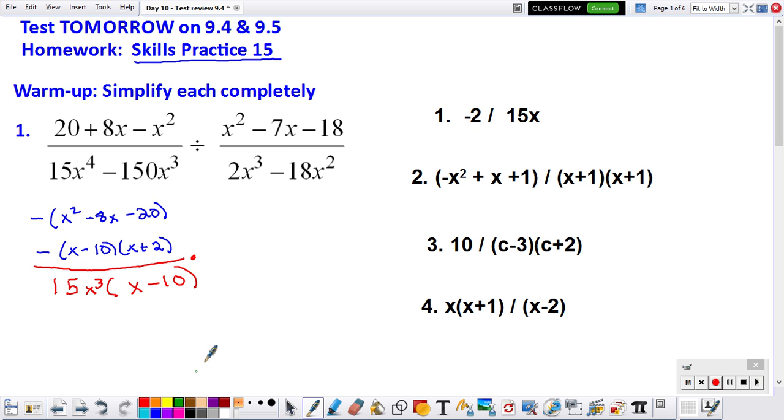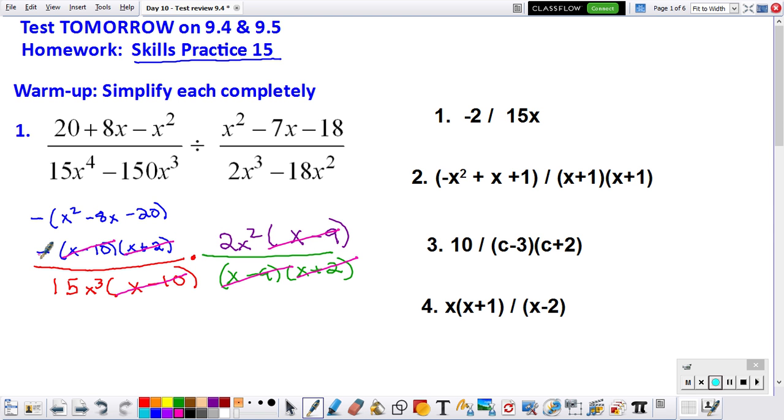times, now the top right becomes x minus 9 times, oops, except that needs to go in the denominator, x minus 9, x plus 2, and now 2x cubed minus 18x squared is going to come up here. I'm going to take out the 2x squared, and we'll be left with x minus 9. So now there's a lot of canceling that goes on. First off, I'm going to take the x minus 10s, the x plus 2s, the x minus 9s.